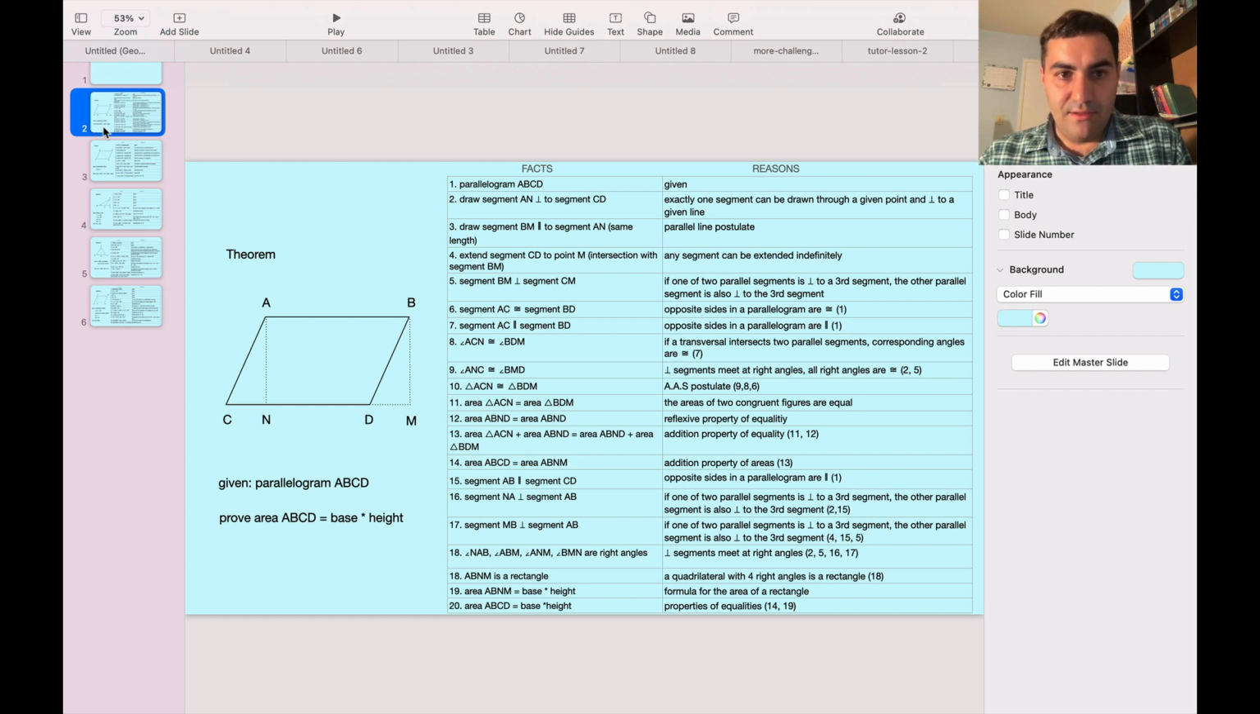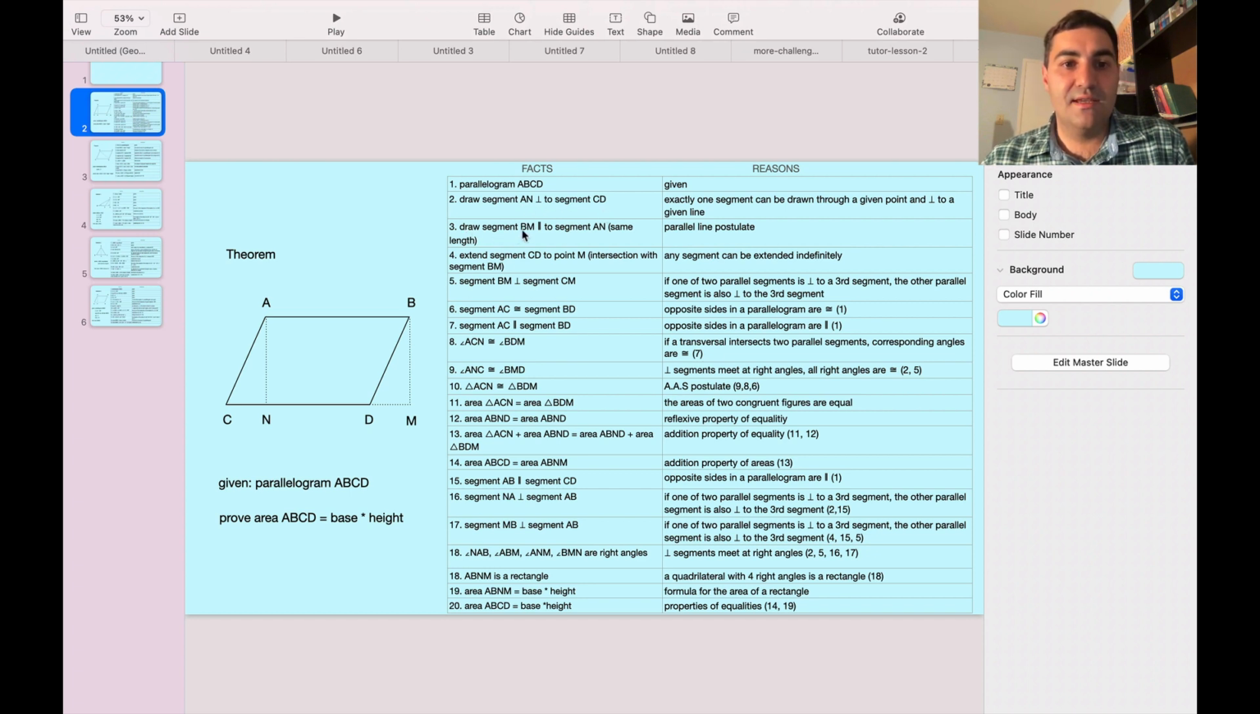So write down what we know, parallelogram ABCD, and I'm going to draw segment AN perpendicular to segment CD, right? We know that, given a line, so if you extend CD as a line and a point that's not on the line, we can draw exactly one perpendicular segment to this line, right? So we can indeed do this, draw the segment AN that's perpendicular to segment CD.